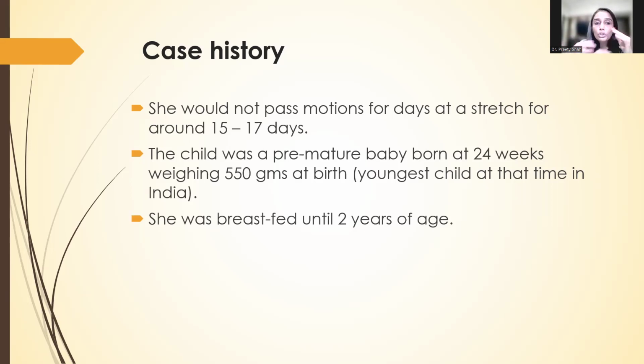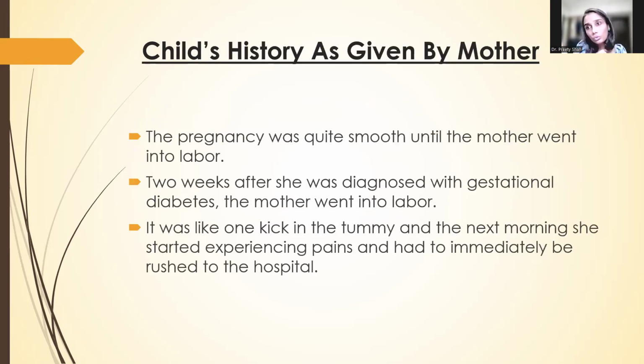And so she was breastfed until 2 years, and she went through a lot of rigorous things. The mother says that the pregnancy was overall okay, but during the labor there were a lot of problems and complications. She went into labor 2 weeks after the mother was diagnosed with gestational diabetes. It was like one kick in the tummy, and the next morning she started experiencing pains and had to be immediately rushed to the hospital.